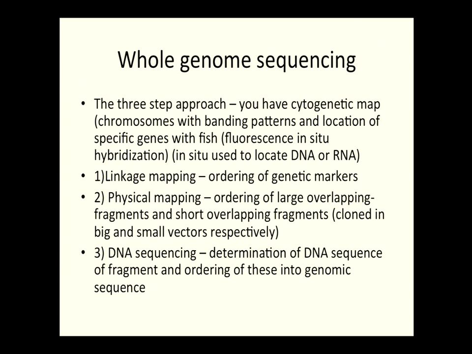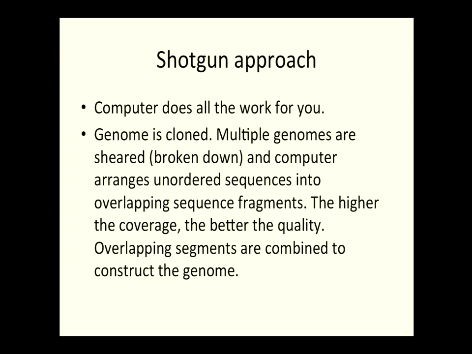All right. Whole genome sequencing. So know the three-step approach. Linkage mapping gives you the order of genetic markers. Then you have physical mapping, the ordering of large overlapping fragments and short overlapping fragments. And then from the overlapping fragments, you build up the DNA sequence and determine what the sequence was.